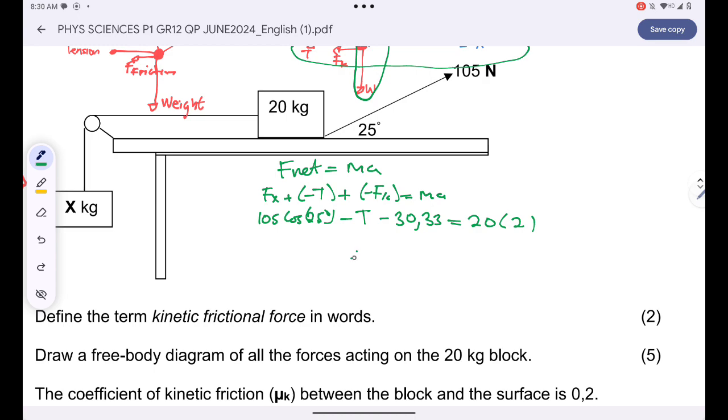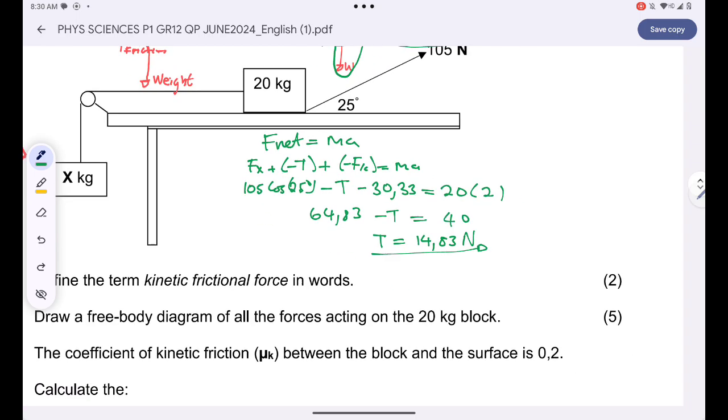So therefore on the left hand side I'll have 105 multiplied by cos 25 degrees minus 30.33. Excuse me, this will be 64.83 minus T is equal to 40. Alright, together. Whenever I take the 40 to the other side, I'll end up having T being equal to 14.83 newtons. T will be 14.83 newtons.